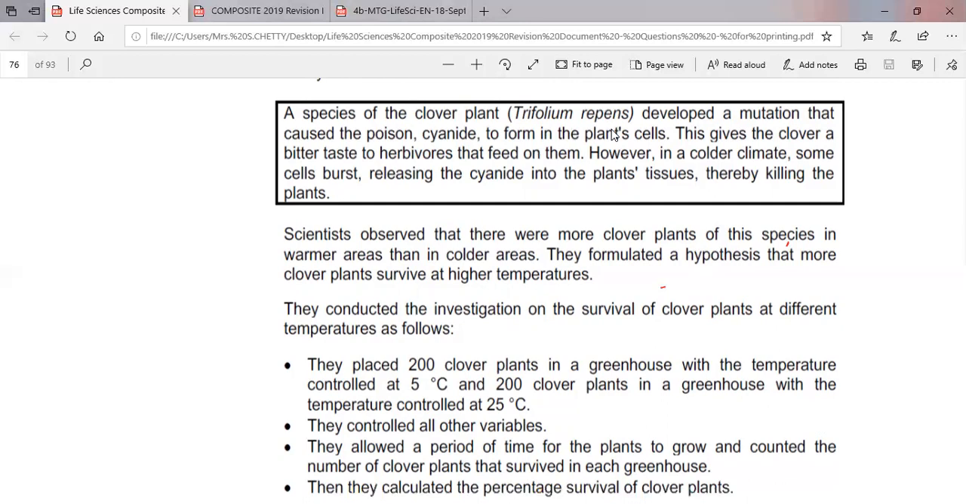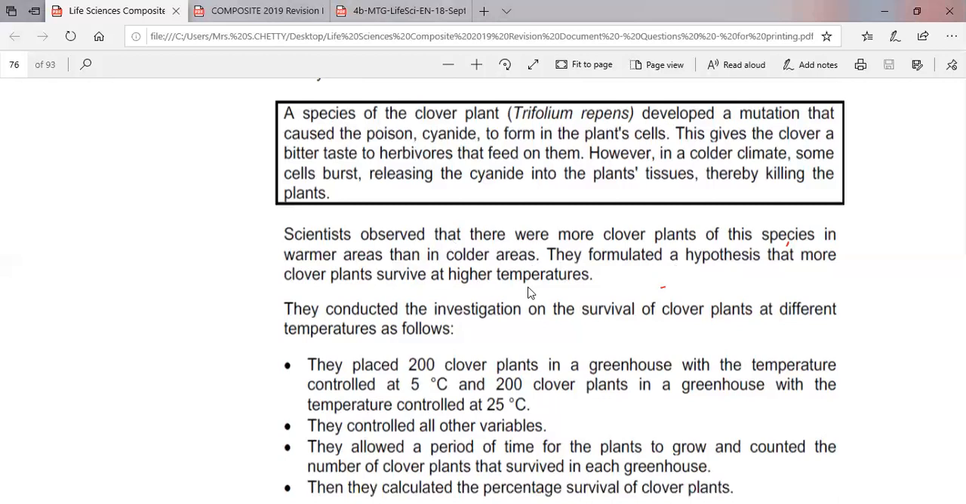So much information in a short paragraph like this. Let's see what they got to ask you about. Scientists observed that there were more clover plants of this species in warmer areas. Of course, in colder areas, they kill themselves, isn't it so? They kill themselves by cells bursting and the cyanide being released. They formulated a hypothesis that more clover plants survive at higher temperatures. It would be a logical conclusion, isn't that so?